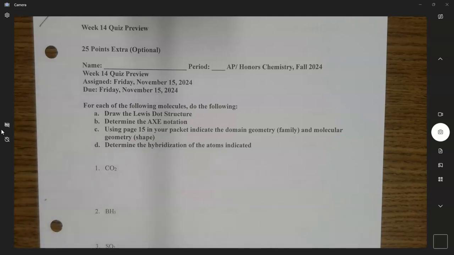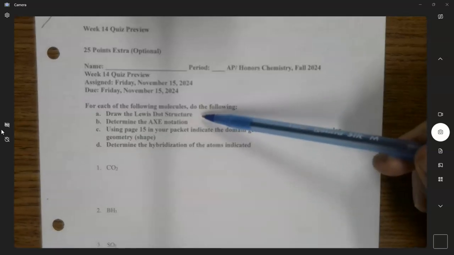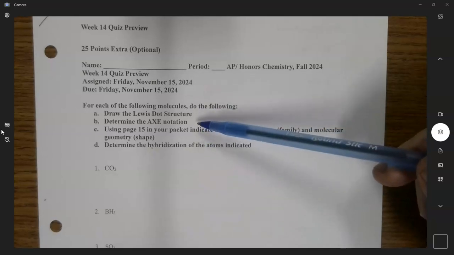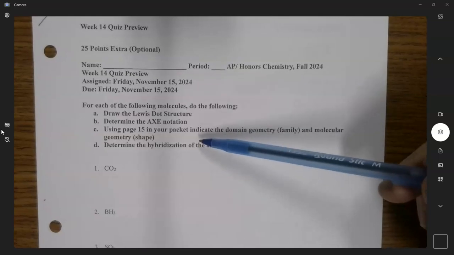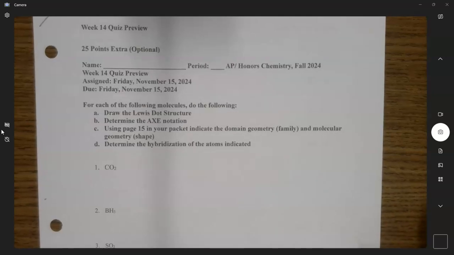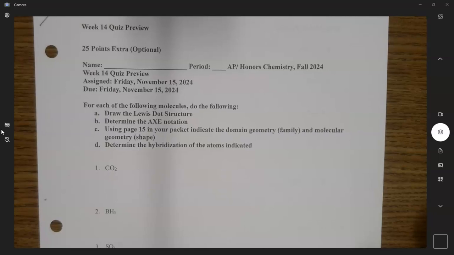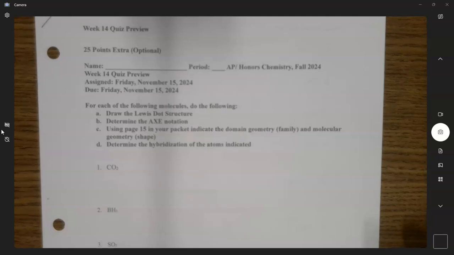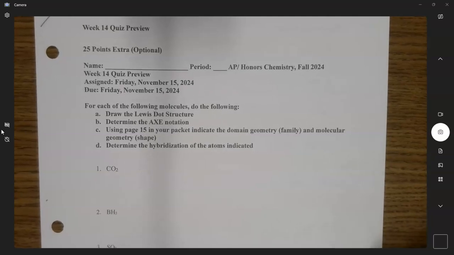Okay, so what I'm asking you to do is draw the Lewis dot structure for each of these compounds, determine the AXE notation, use page 15 in your packet to indicate the domain geometry, that is the family, and the molecular geometry, the shape. Determine the hybridization of the atoms indicated, and I might ask you to also write the Aufbau structure for the hybridization. Okay? Let's go ahead and do that.